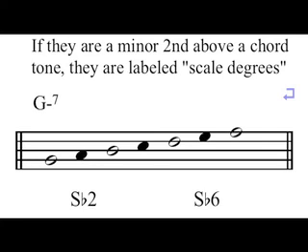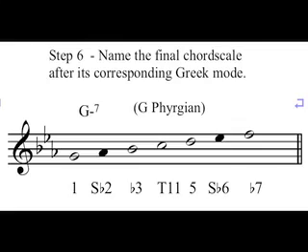And if they're a minor second above a chord tone, then they're going to be labeled scale degrees. In this case, we have A flat and E flat, which are minor seconds above chord tones, and they're going to be labeled scale degree flat 2 and scale degree flat 6. And then finally, we're going to name the chord scale. We're going to name it based on its modal name. It's not a mode, but we're still going to name it based on its modal name. In this case, we have G Phrygian, the G Phrygian chord scale on a G minor 7, the iii minor 7 of E flat major: 1, scale degree flat 2, flat 3, tension 11, 5, scale degree flat 6, and flat 7.